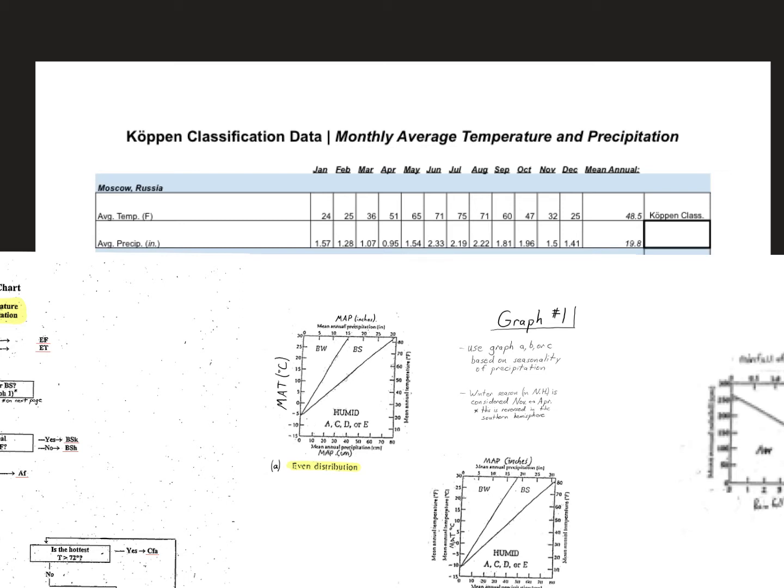Hey everyone, today we're going to take a look at doing some of these Koppen classification data sets. So I've given you a series of different locations around the world, and the goal is to practice using the Koppen classification flowchart or decision tree to ultimately come to the conclusion about what is the classification for that site.